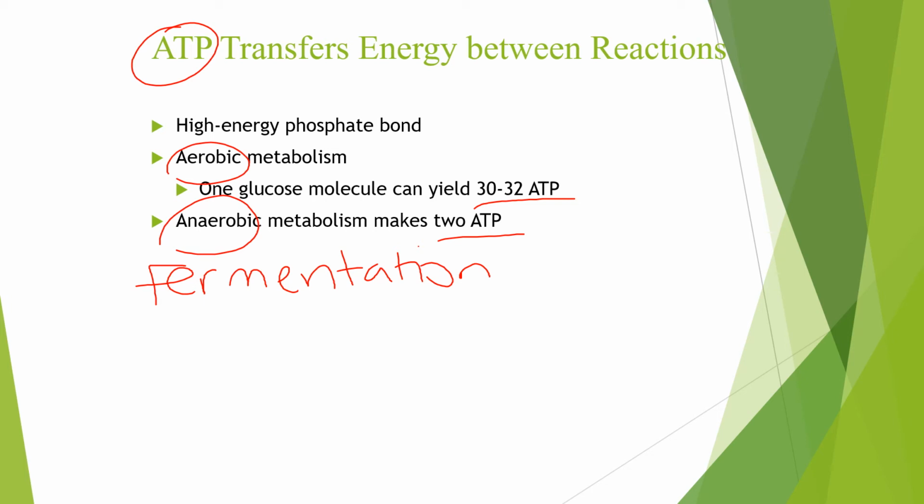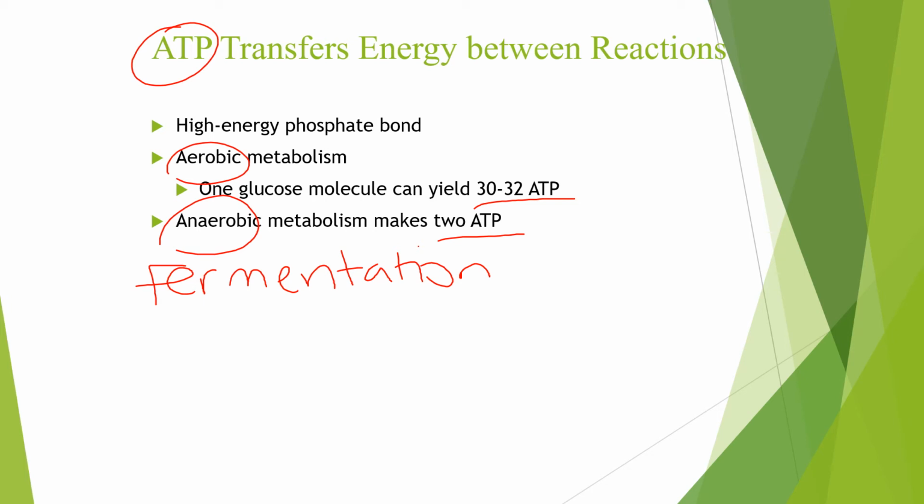Now, when do we go through anaerobic metabolism? As I said, when your oxygen levels are low, for example, when you are working out. When you start working out, your respiration rate is going to increase and you're going to be taking in more oxygen, but it's still not going to be enough, and your oxygen levels are going to start dropping. It's not going to be enough for aerobic metabolism, so your body switches to fermentation, and that's when you start producing lactic acid.